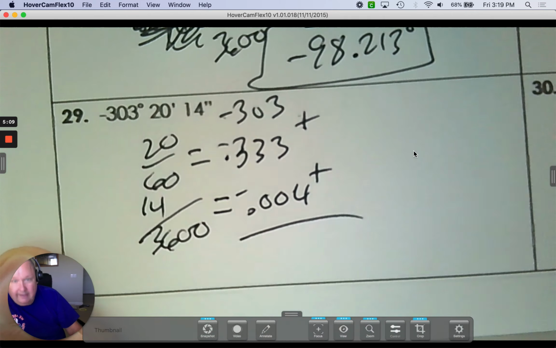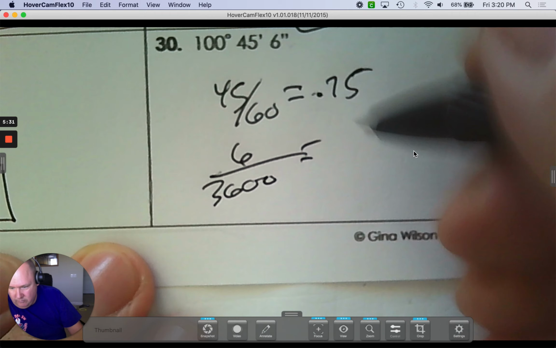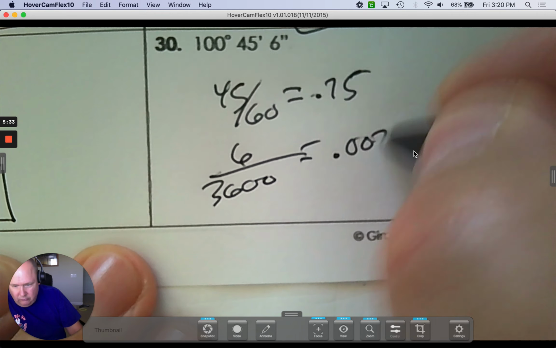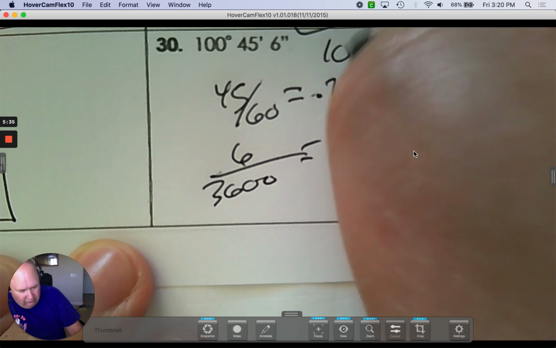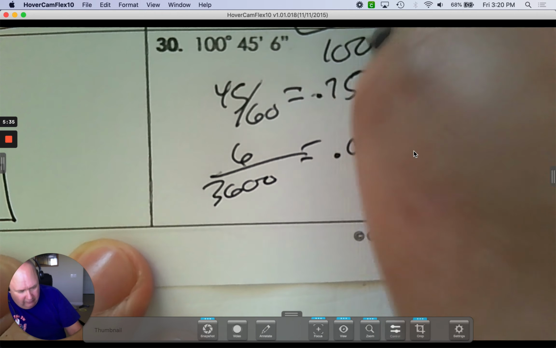So 45 minutes divided by 60 is 0.75. 6 seconds divided by 3,600 is 0.002. We're going to add that together to 100, put it all together, and get 100.752. So there's another way to describe the size of an angle. Degrees, minutes, seconds. We learned about radians, and we learned about degrees.